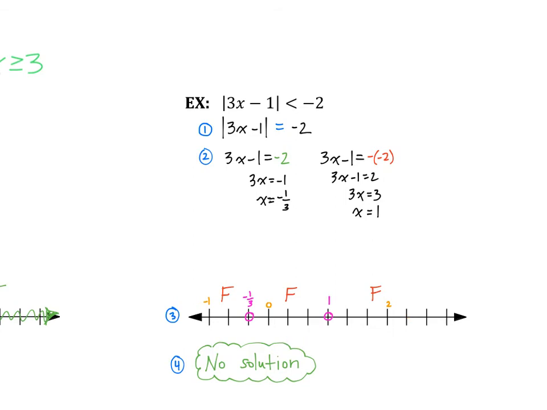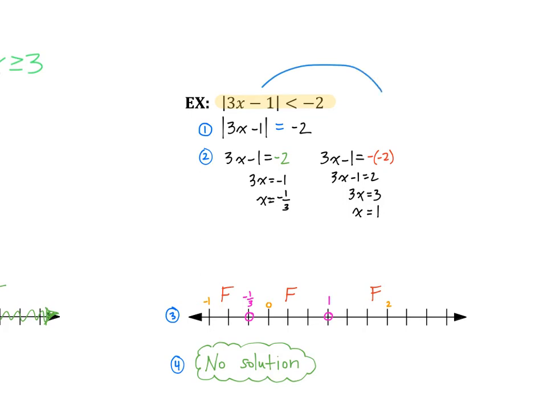Now let me tell you something. I could have looked at this original problem right from the get-go and told you that there's going to be no solutions. Can you tell me why? If we look at it, we have an absolute value of 3x minus 1 is less than a negative number. If we were to plug any value in for x, pick any value, negative, positive, or 0, after you take the absolute value of it, what do you get? You will always get a positive answer, right?